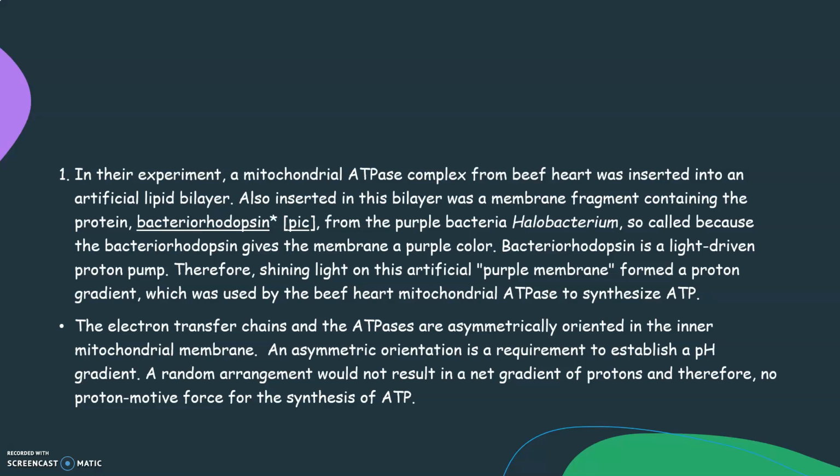In this experiment, a mitochondrial ATPase complex from beef heart was inserted into an artificial lipid bilayer, and a membrane fragment containing the protein bacteriorhodopsin was also inserted into this bilayer. The electron transfer chain and ATPases are asymmetrically oriented in the inner mitochondrial membrane. From this experiment, it was understood that a net gradient of protons is essential. This is called the proton motive force, and it is required for the synthesis of ATP.